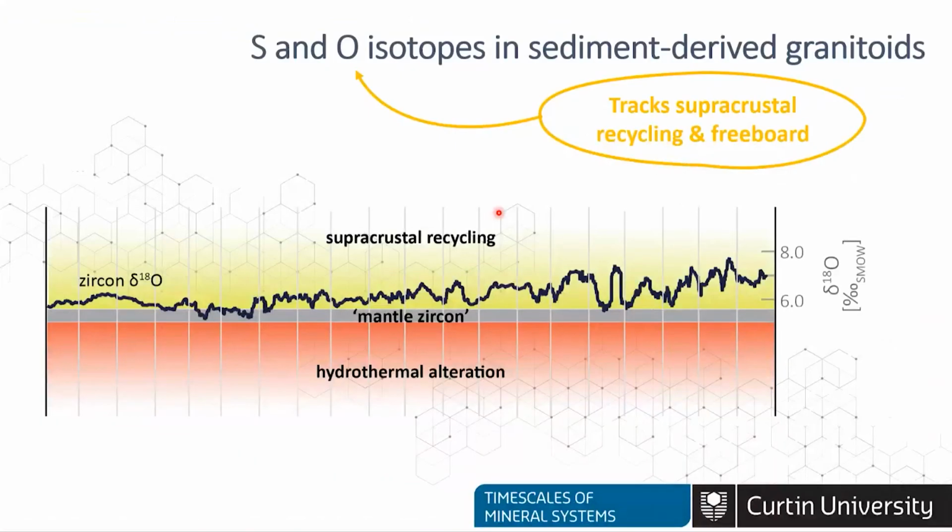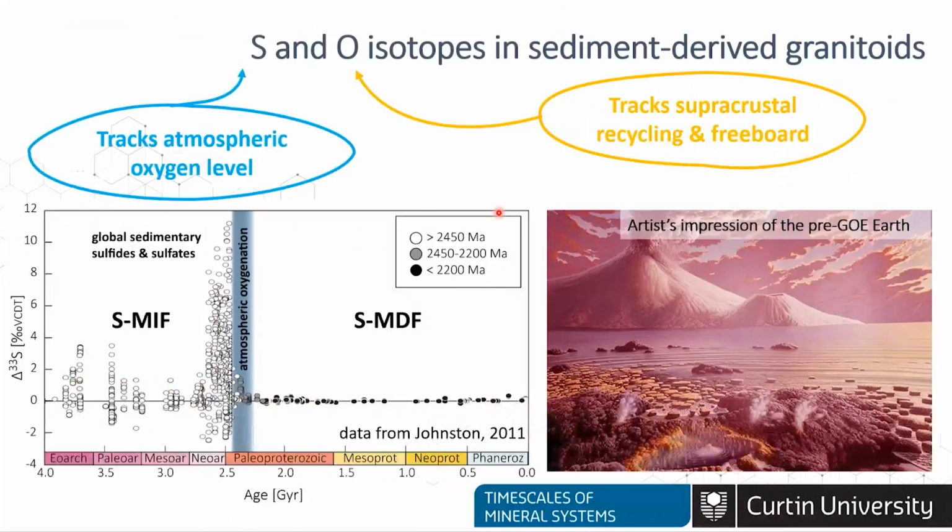Specifically, we looked at sulfur and oxygen isotopes, so I don't have to go over this again. You already know that oxygen isotopes track supracrustal recycling and potentially also freeboard conditions. And sulfur isotopes, multiple sulfur isotopes especially, are an excellent tracer for atmospheric oxygen level.